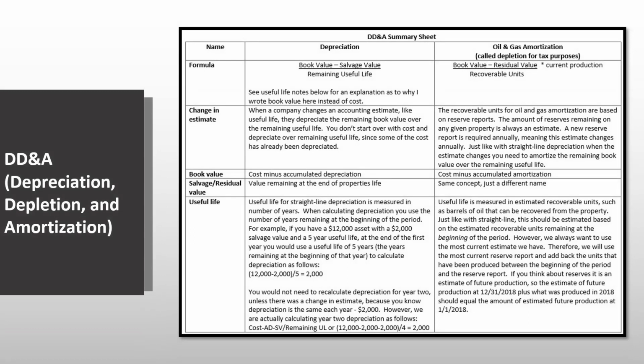In energy finance, reserves undergo oil and gas amortization based on annual estimates, which estimate the remaining book value of reserves over the remaining useful life.